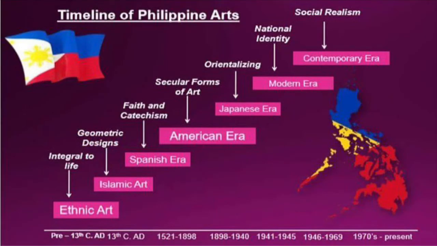When the Spaniards were being dethroned in the Philippines, the Americans came. And according to the Americans, Filipinos cannot establish a stable government. That is why we have the Commonwealth government.